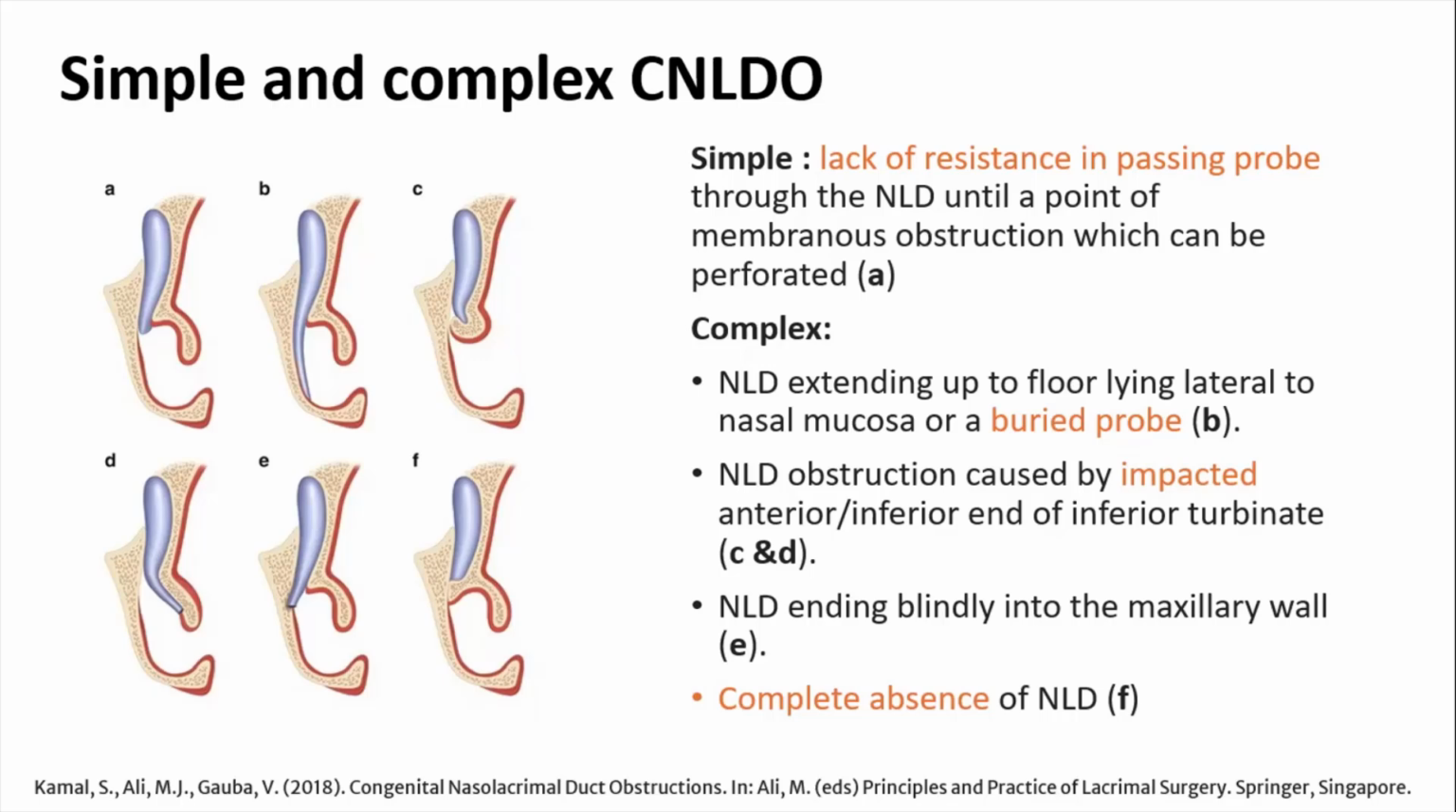In conditions where it's a simple nasolacrimal duct obstruction, a simple probing will be the cure for the condition. But complex cases require other procedures, especially an endoscopic approach, along with stenting or fracturing the inferior turbinate, etc.